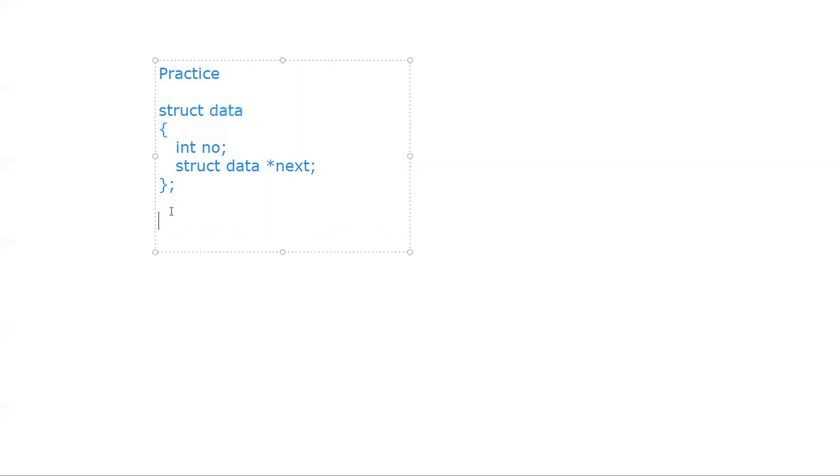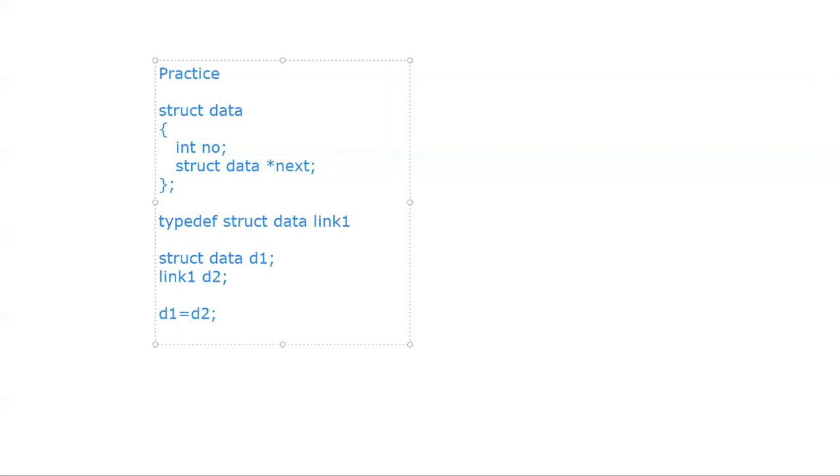So I'm writing typedef struct data and link one, right? Then two variables are there, struct data link two. Link one is T1, link two is T2. You have to tell me whether this expression will give error or not.